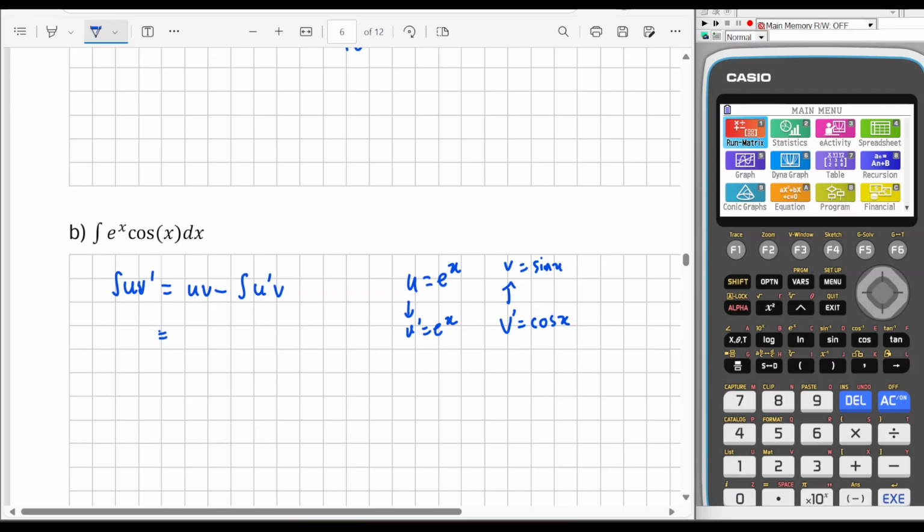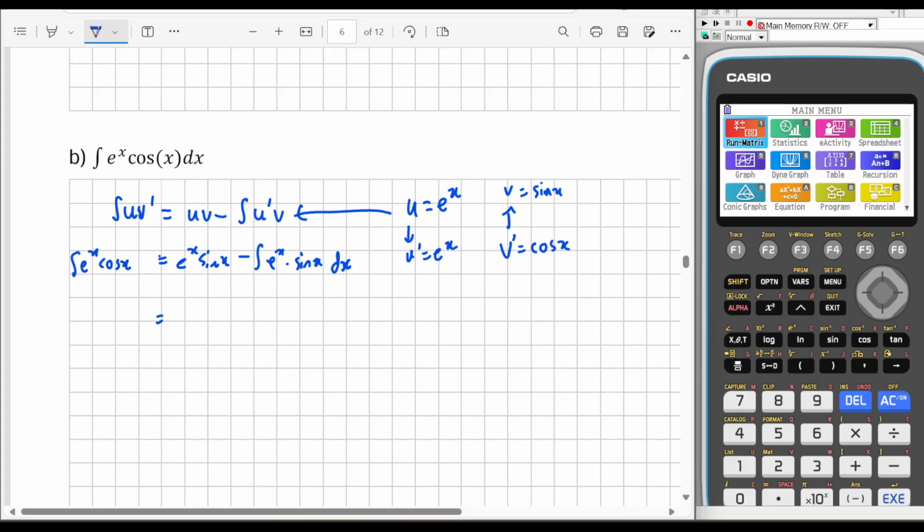So you're going to get uv. So the integral of e to the x cos x is uv, so that's e to the x sine of x. Take the integral of u dash v, so that's e to the x sine of x. And we actually don't know how to integrate e to the x sine of x. So what we need to do is actually integration by parts again. So we're going to get e to the x sine of x here. Now I'm just going to write this as uv, take the integral of u dash v.